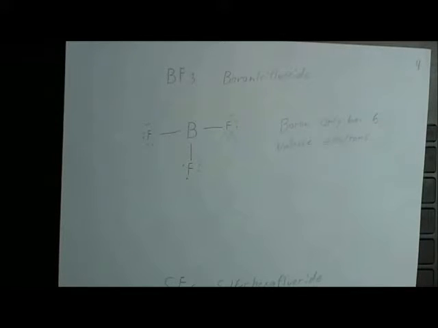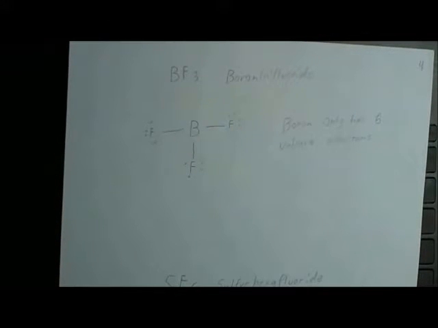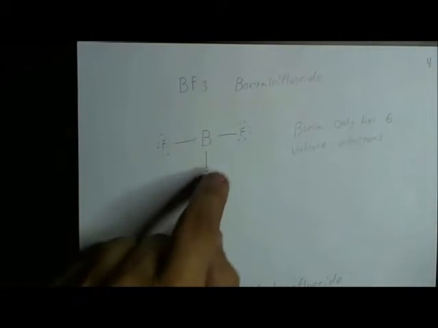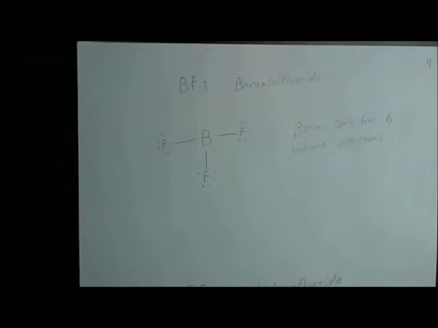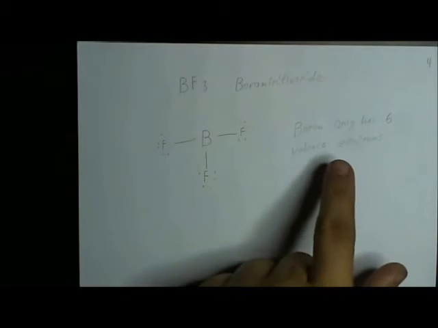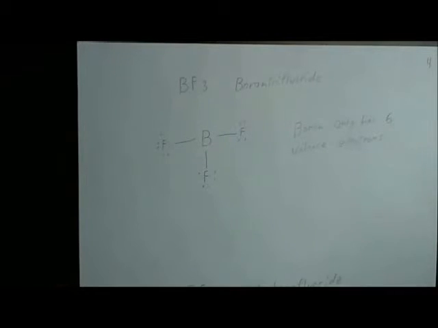Another exception concerns molecules with electron-deficient atoms. Molecules based around boron, beryllium, or aluminum fit this description. Such molecules tend to react with other molecules so the central atom can obtain an octet. So as you can see here, there's boron with 3 fluorines. Now, in this case, the boron only has 6 valence electrons, and boron tends to have less than 8 valence electrons.